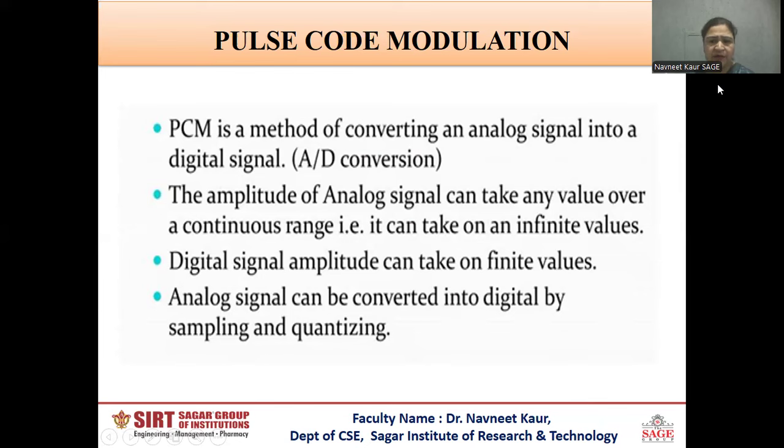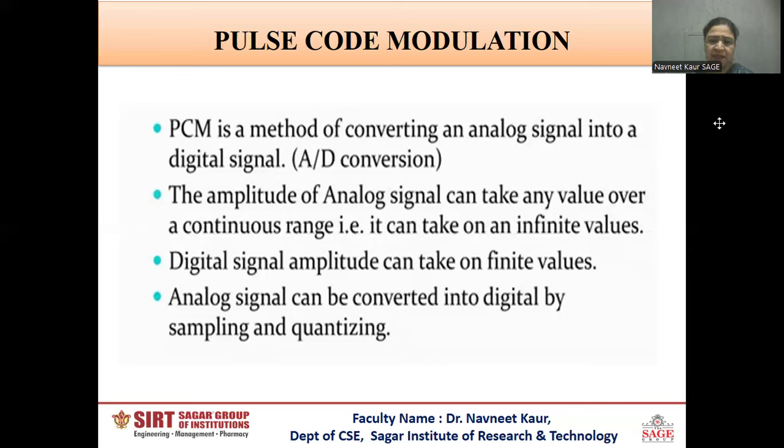We know that analog signal is the signal in which the amplitude can take any value over a continuous range. That means it can take on an infinite values over the amplitude of the signal. Whereas the digital signal amplitude can take on finite values. So, using pulse code modulation, we can convert an analog signal into a digital signal.